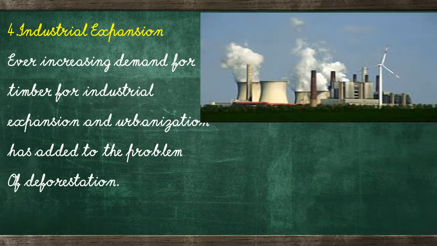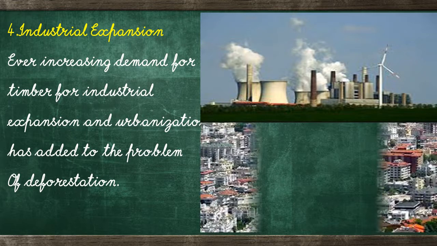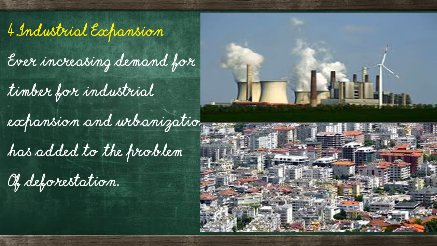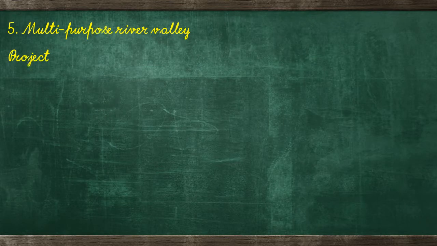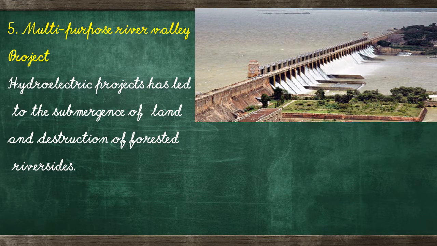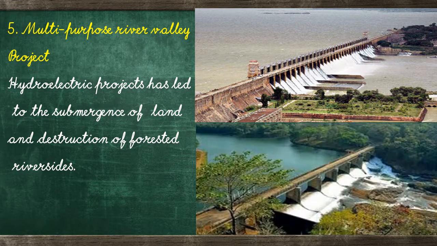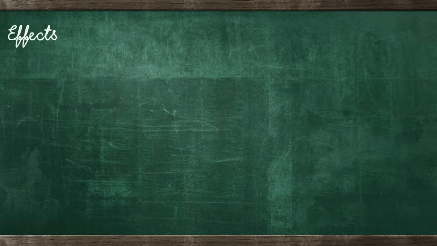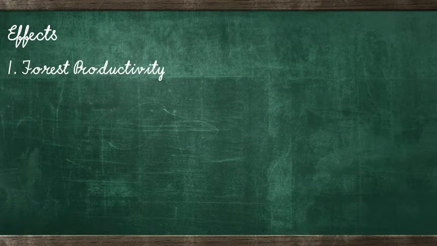Ever-increasing demand for timber for industrial expansion and urbanization has added to the problem of deforestation. Next is construction of multipurpose river valley projects. Construction of hydroelectric projects has led to the submergence of land and destruction of forested river sites. All these factors have led to the decline in forests, which have the following effects. First one, decline in the forest has led to the decline in forest productivity.